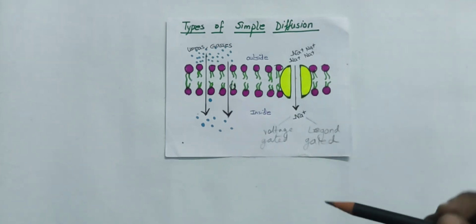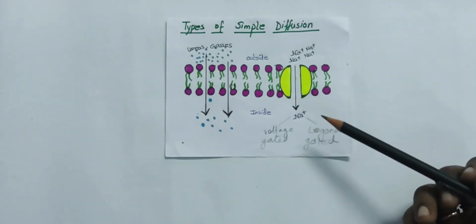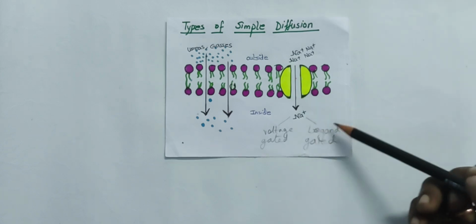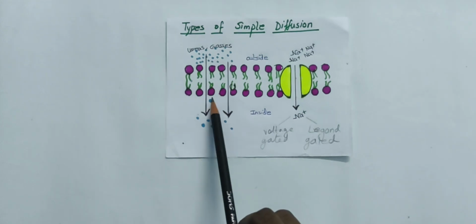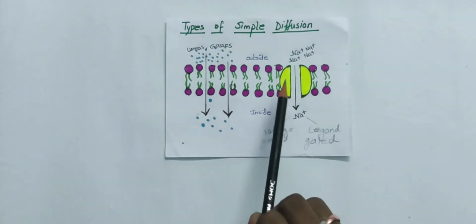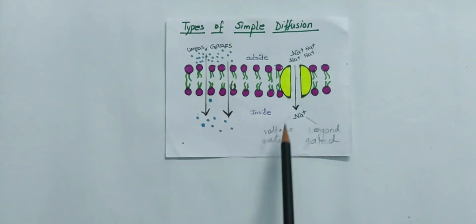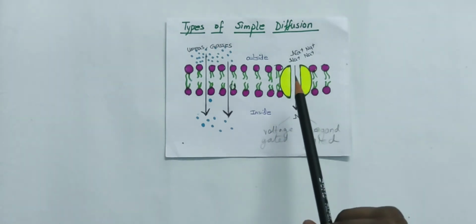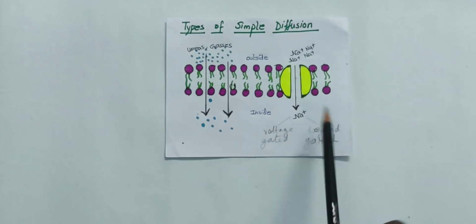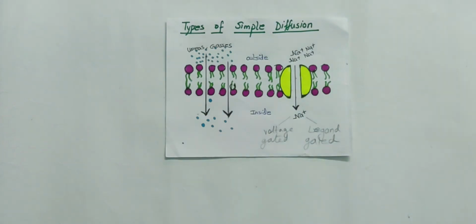Voltage gated sodium channels are an example, and acetylcholine and glutamate are examples of ligand gated channels. So simple diffusion is of two types: this is one, and the ion channels are the second. These ion channels are also divided into two types, voltage gated ion channels and ligand gated ion channels. The voltage gated ones open by the charge developed across the membrane, and the ligand gated ones open and close depending on chemicals.